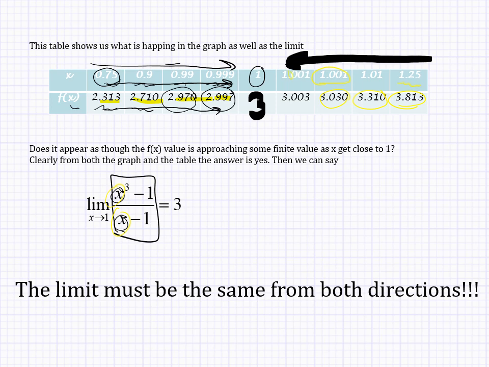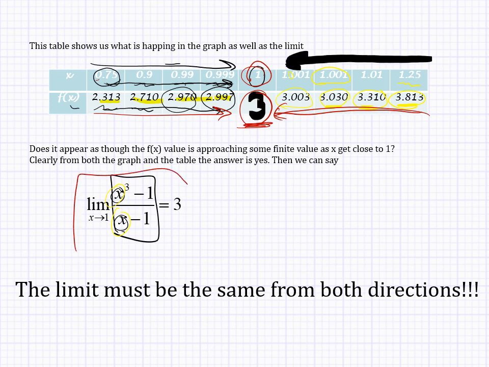This should have an extra 0 on it. 1.0001, this is the y value I get. And again, if you look at these numbers, just look at the pattern of these numbers here. These numbers are getting closer and closer to 3. So as my x is getting closer to 1, my y value in both cases is getting closer and closer to a single finite value of 3.